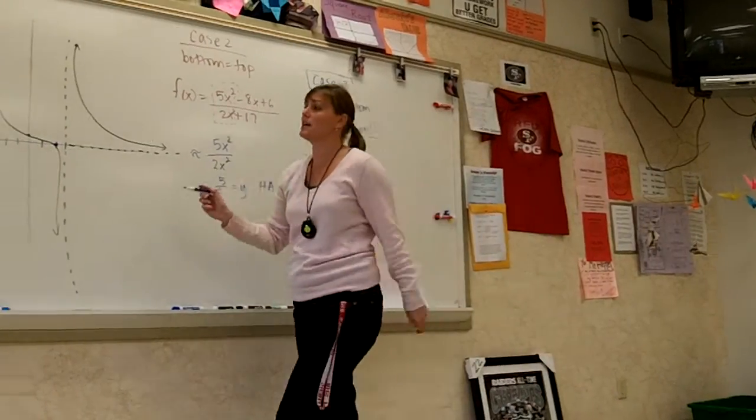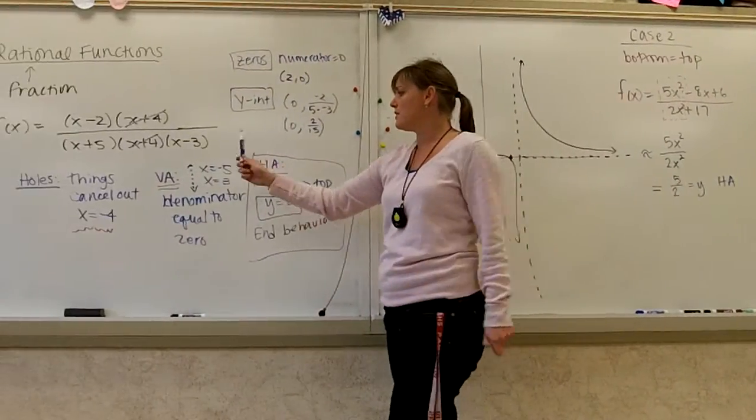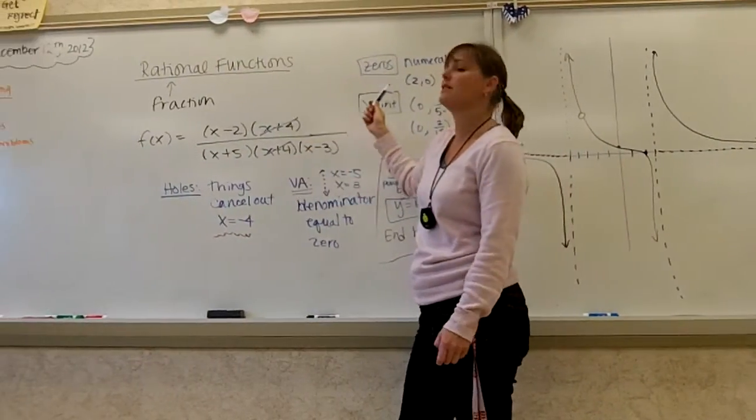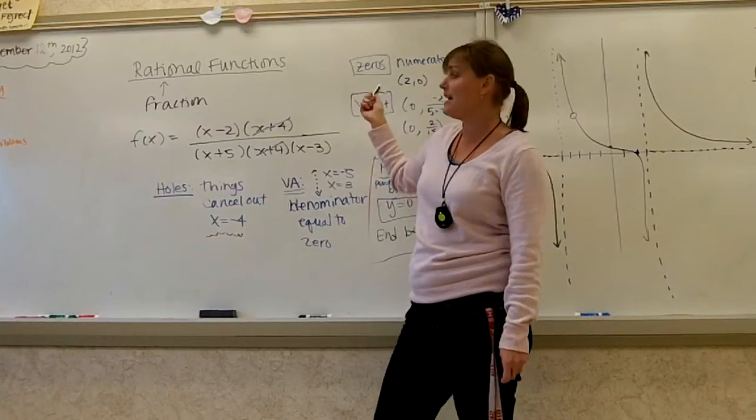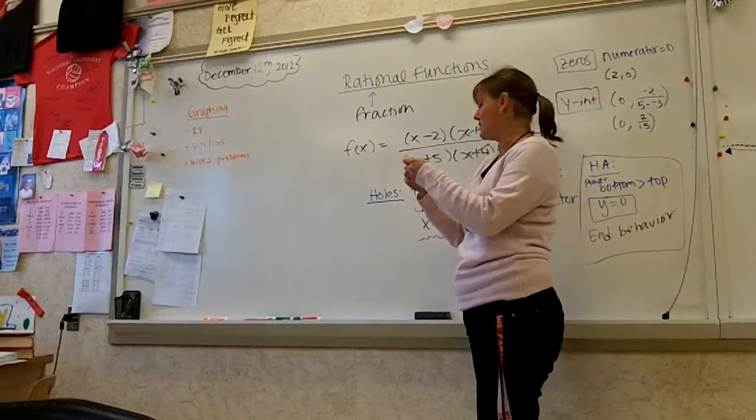Okay, so be sure that you know vertical asymptotes, horizontal asymptotes, holes, zeros, and y-intercepts. All right, now let's quickly move on to the graphs of sine and cosine functions.